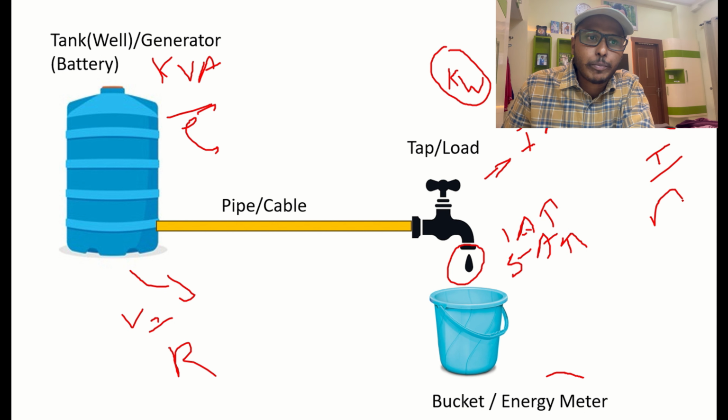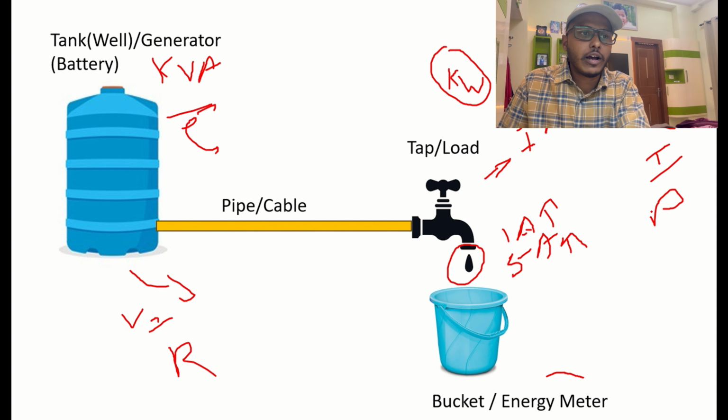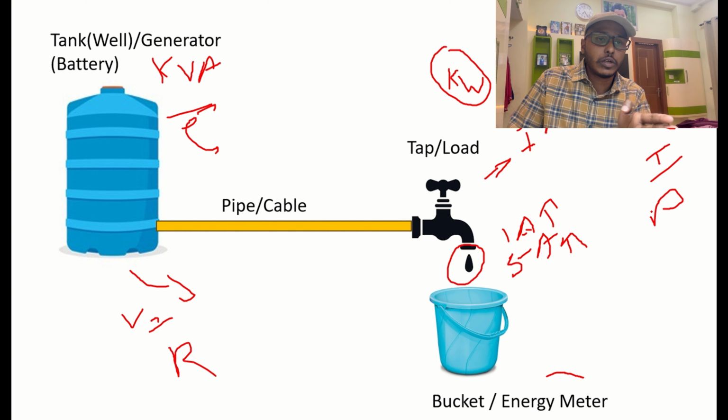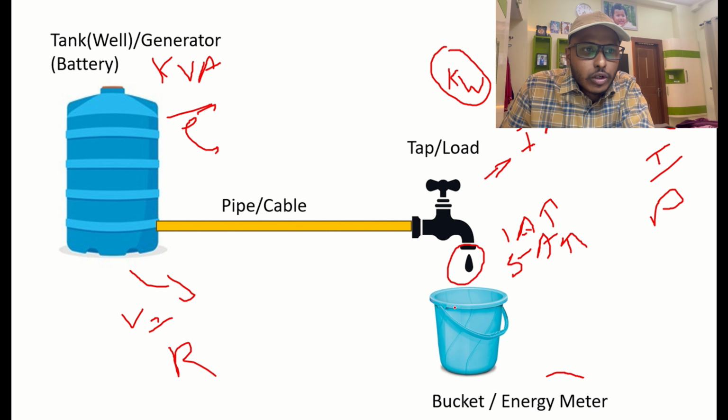Now the main thing is power. We always say in electrical systems that power is this much, power is this much. How do we calculate this power? Very simple. So I have added a bucket here. To calculate the power, we need to know how much water is coming and filling this, or how much time it will take. It's a simple calculation.